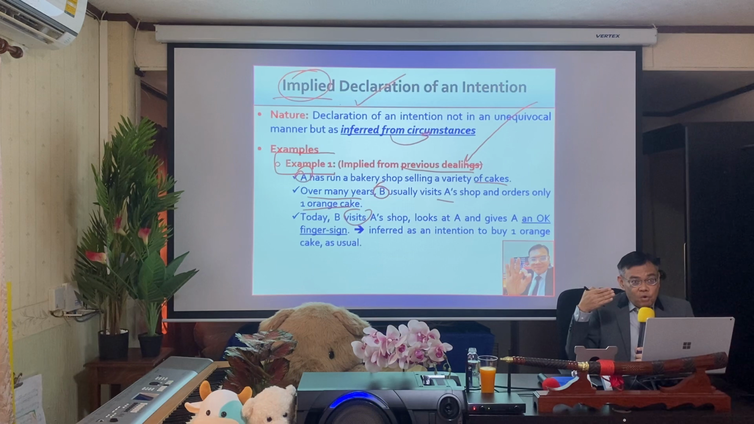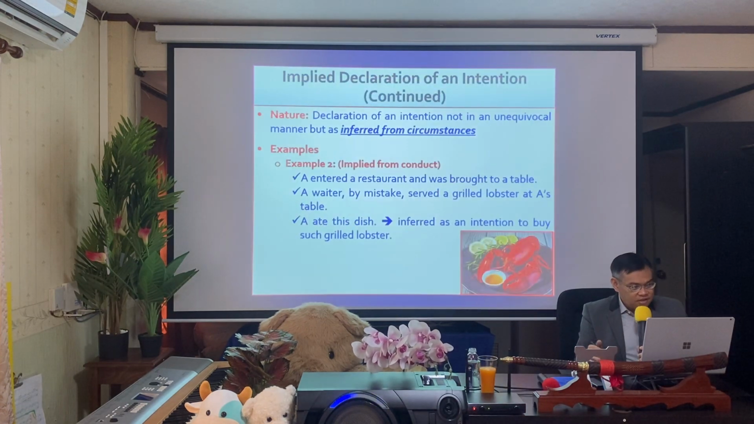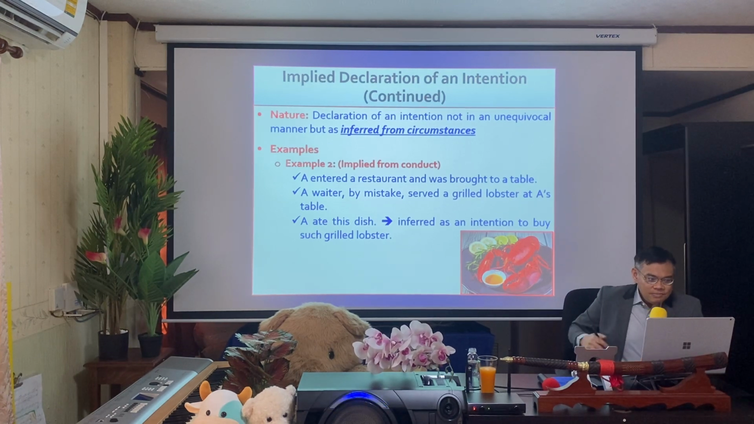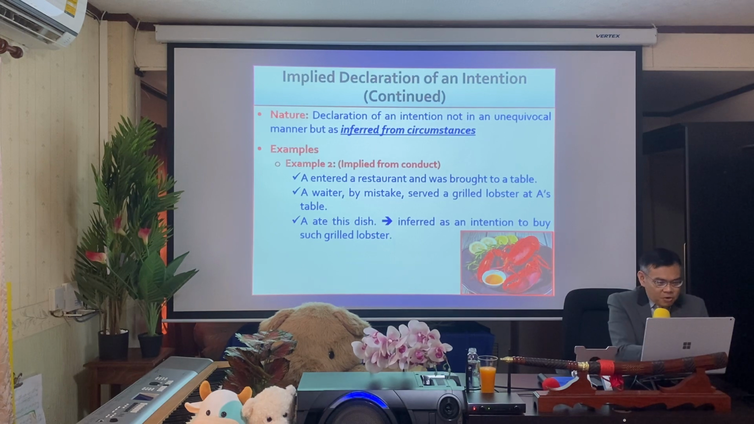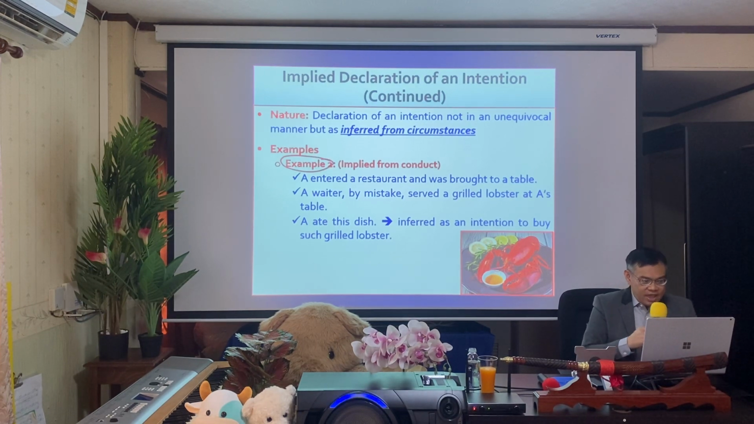This means that the declaration of intention is not done expressly, but it can be inferred from something. In this case, it can be inferred from previous dealings. Okay, it can be inferred from circumstances including previous dealings. Now let's look at example number 2. Again, this is an example of an implied declaration of intention. In this example, let's suppose that A just pops in a restaurant.